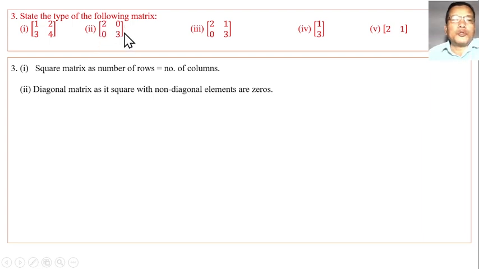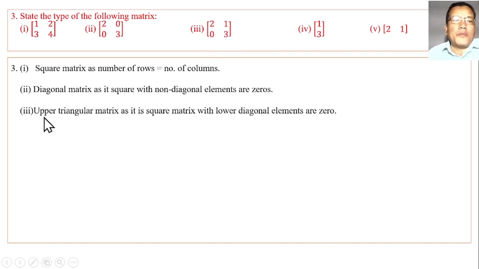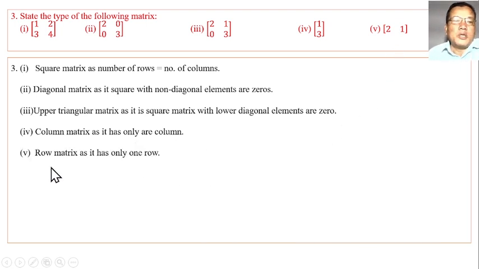Non-diagonal elements are 0 in a diagonal matrix, and in a diagonal matrix all the elements other than the principal diagonal are 0. The upper triangular matrix is a square matrix with lower diagonal elements 0. Next, the column matrix, as it has only one column. Next, the row matrix, as it has only one row.